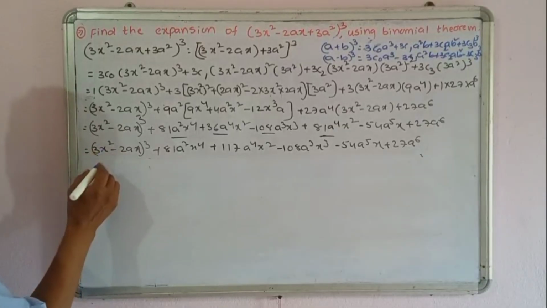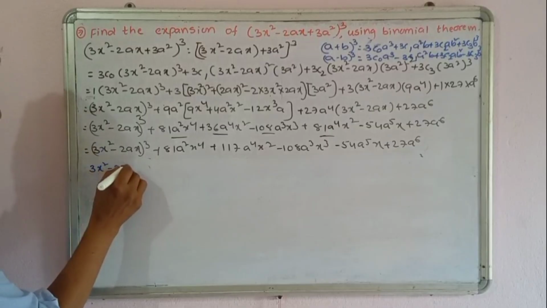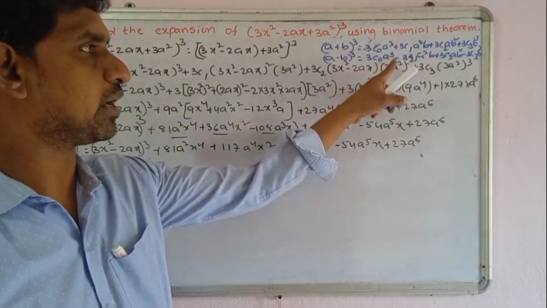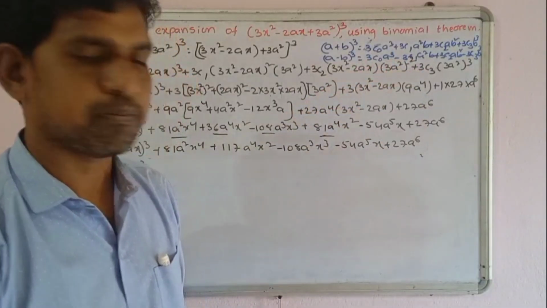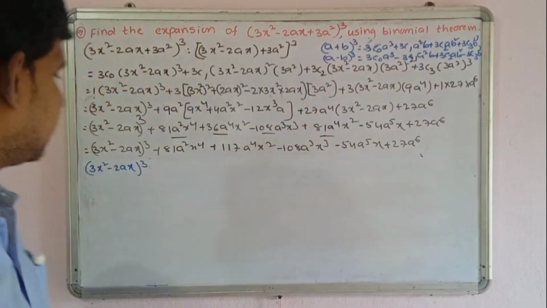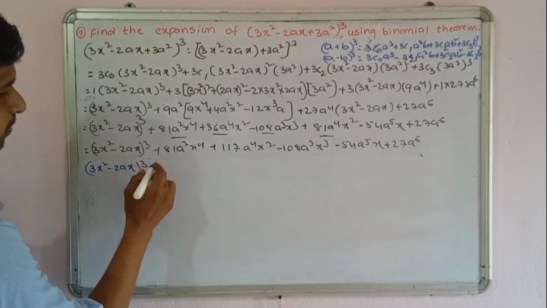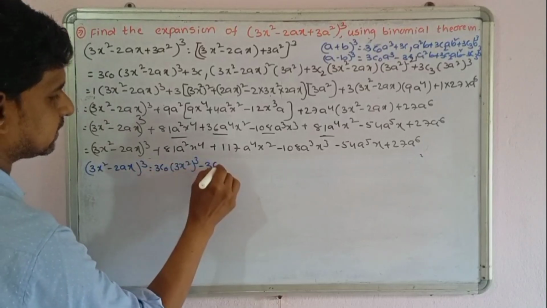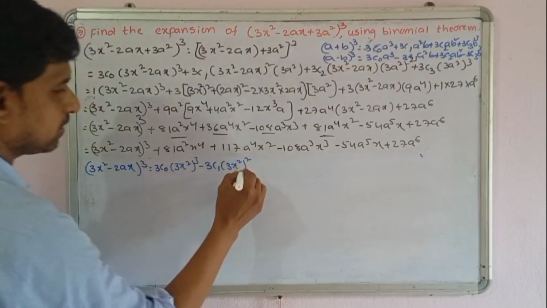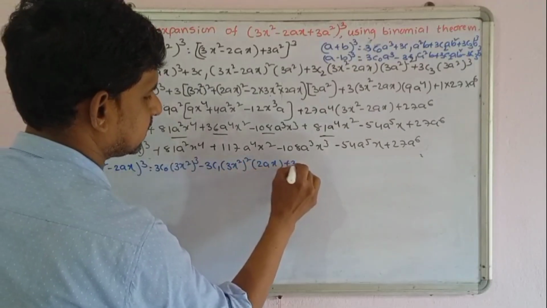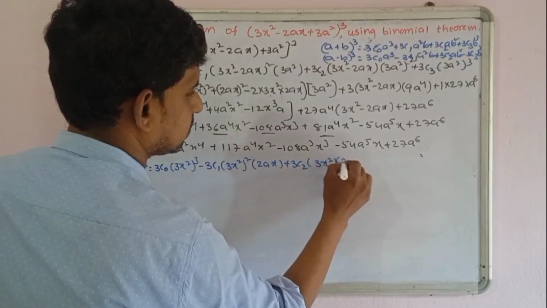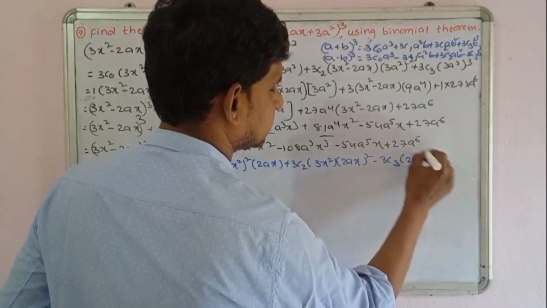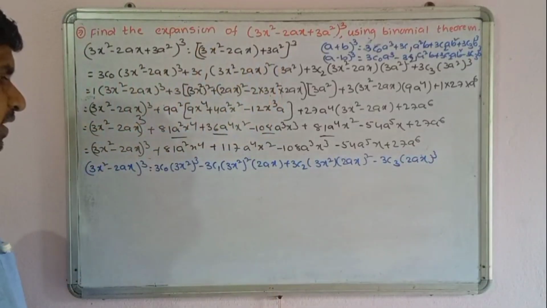Now find the expansion of (3x² − 2ax)³. What is the expansion of (a − b)³? 3C0 a³ minus 3C1 a²b plus 3C2 ab² minus 3C3 b³. So this is how the form (a − b)³ goes. So 3C0 (3x²)³ minus 3C1 (3x²)² into 2ax plus 3C2 (3x²)(2ax)² minus 3C3 (2ax)³. This is the expansion of (3x² − 2ax)³.